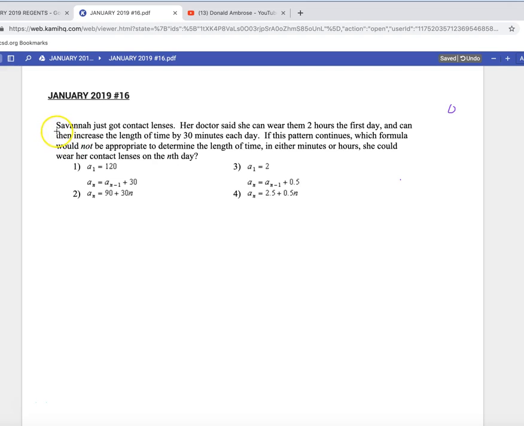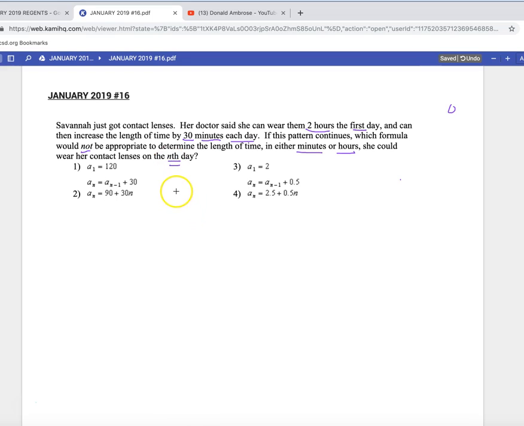In this question, we are told that Savannah just got contact lenses. Her doctor said she can wear them 2 hours the first day and can then increase the length of time by 30 minutes each day. If this pattern continues, which formula would not be appropriate to determine the length of time, in either minutes or hours, she could wear contact lenses on the nth day?